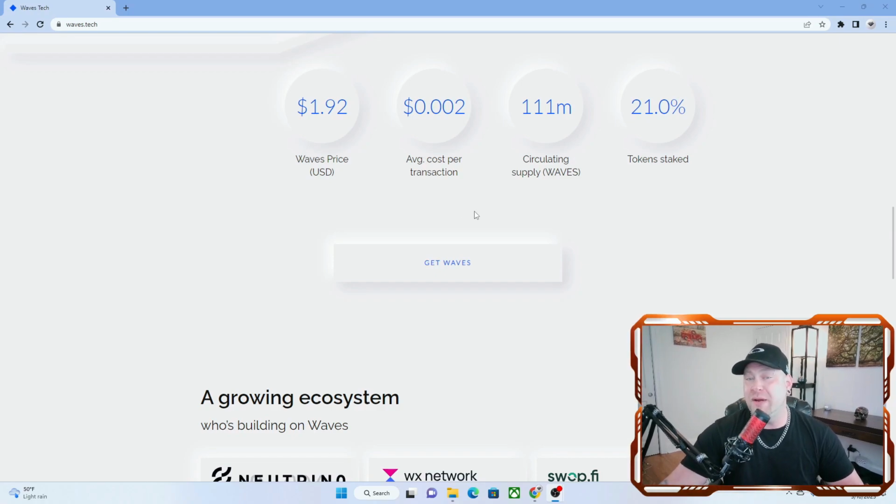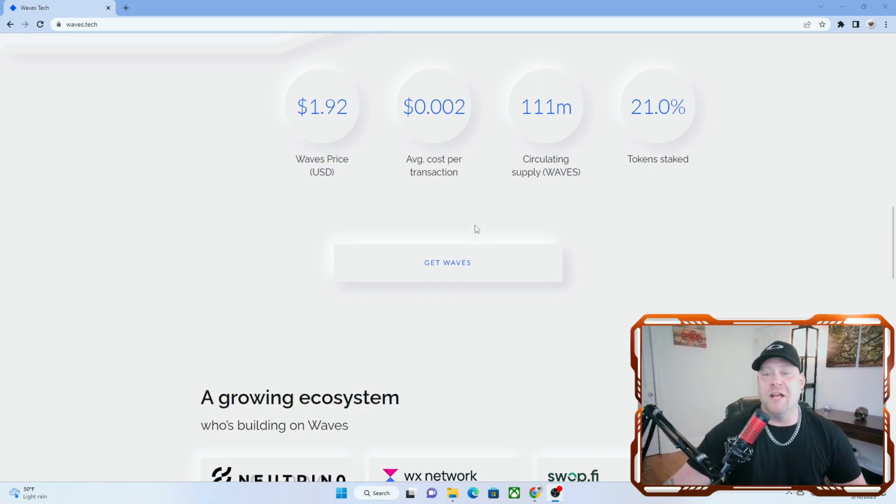The average cost per transaction is less than a quarter of a cent, which is actually super cheap. That's up there with BNB or Polygon Network. Really low, really fast, just a lot better than Ethereum. Circulating supply in Waves is 111 million tokens as of right now, and currently 21% of that supply is staked.